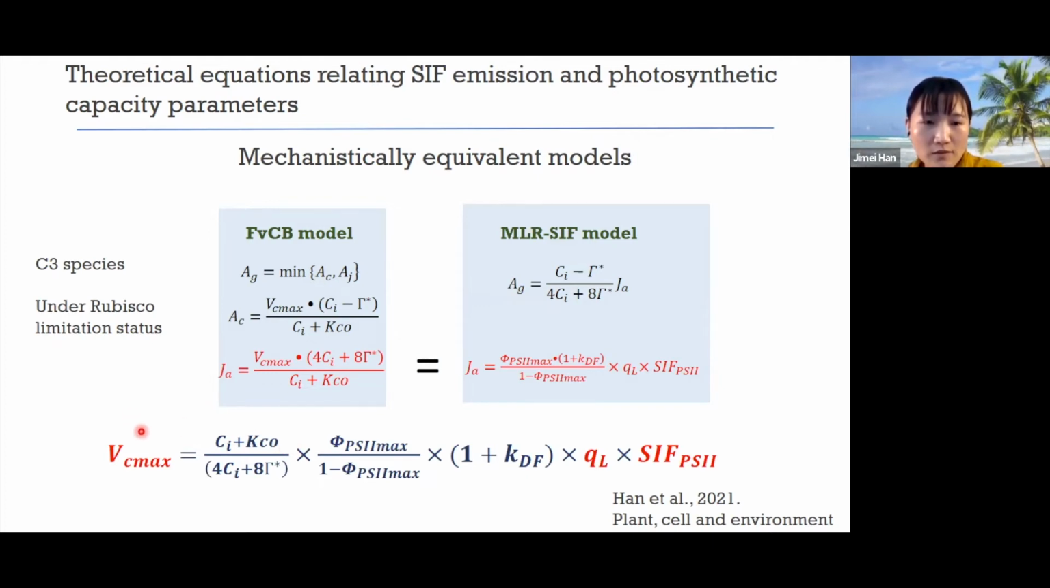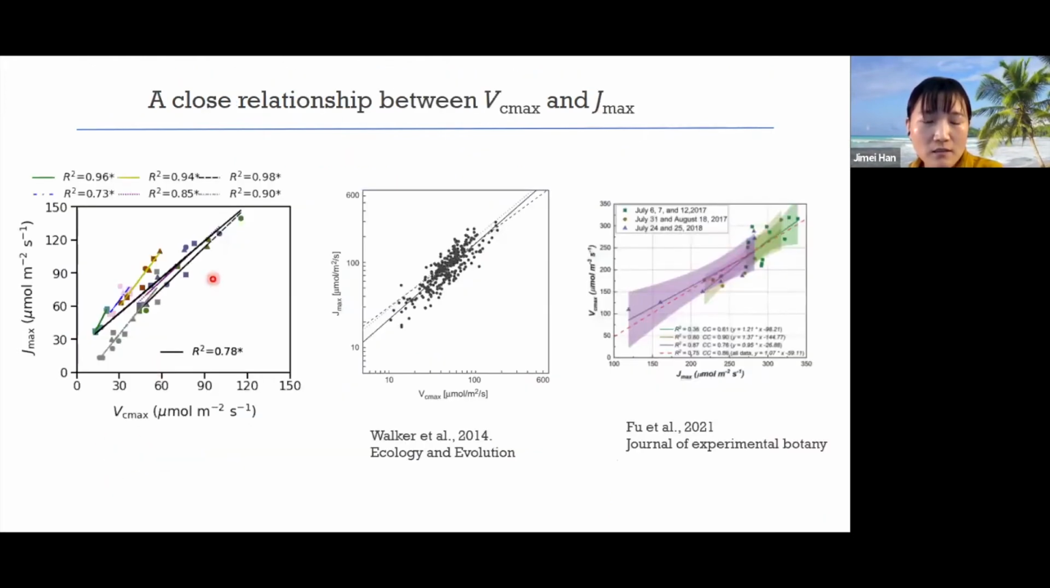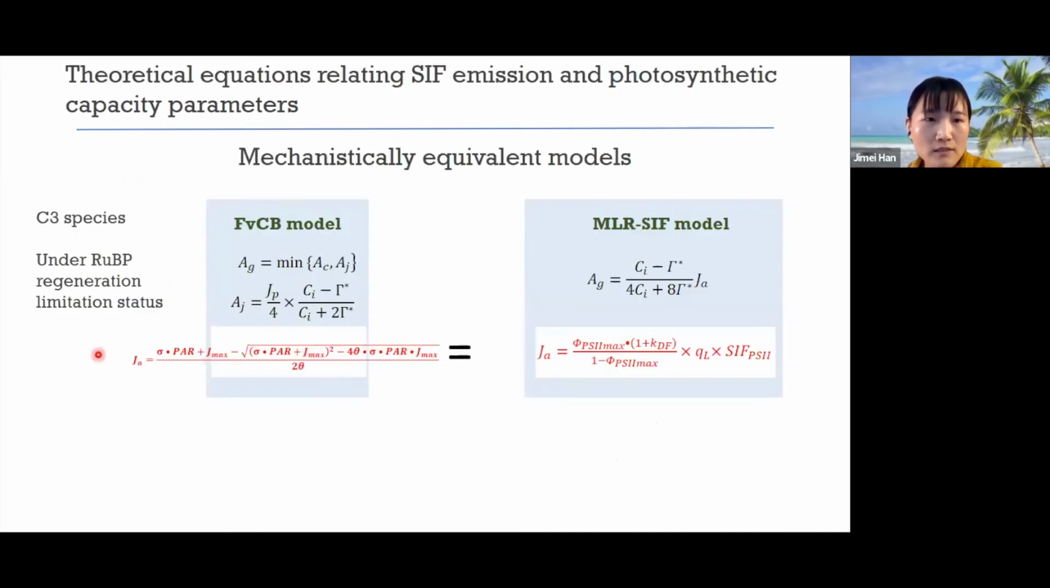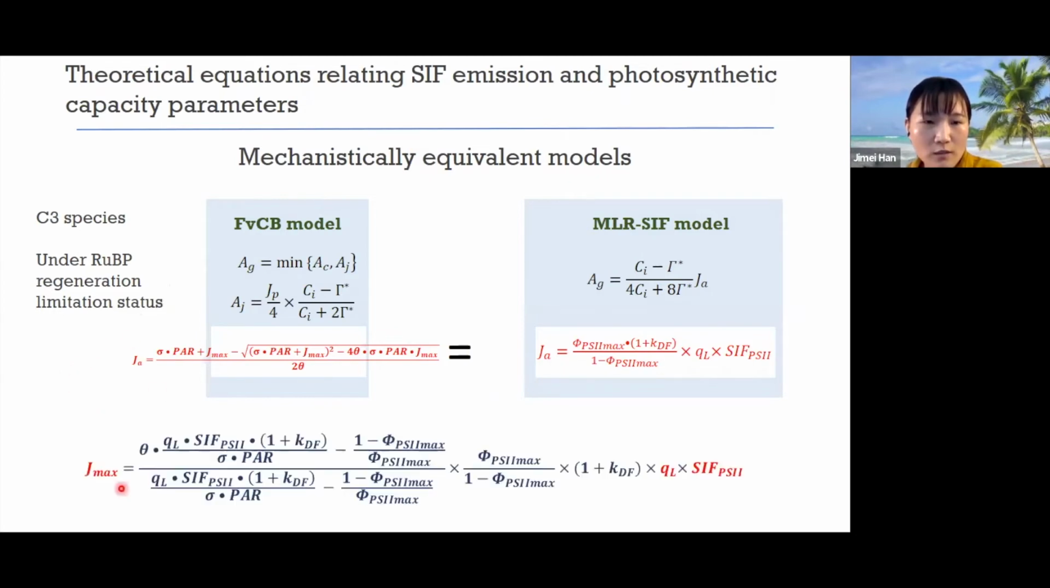Here we only derived Vcmax equations, but a similar relationship of Jmax with SIF is also expected. That is because Vcmax and Jmax have a close relationship among different species and environments. Under the RuBP regeneration limitation status, we also derived a functional relationship of Jmax with SIF. A Vcmax relationship is also expected under this limitation status.